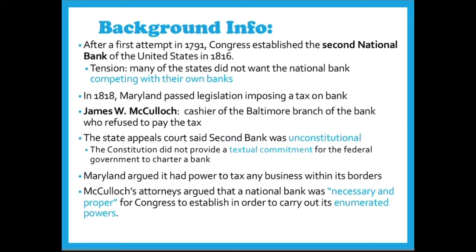The state appeals court held that the second bank was unconstitutional because the Constitution did not provide a textual commitment for the federal government to charter a bank. Maryland argued that, as a sovereign state, it had the power to tax any business within its borders. But on the other hand, McCulloch's attorneys argued that a national bank was necessary and proper for Congress to establish in order to carry out its enumerated powers.